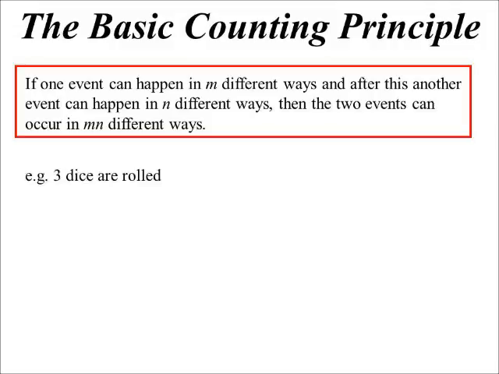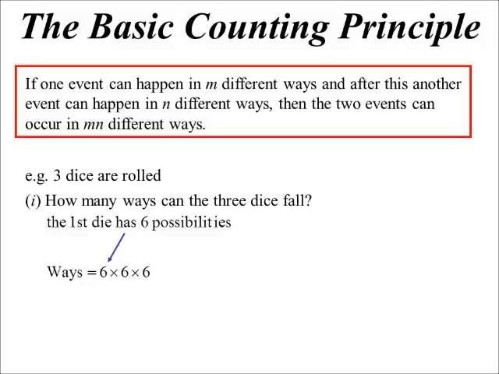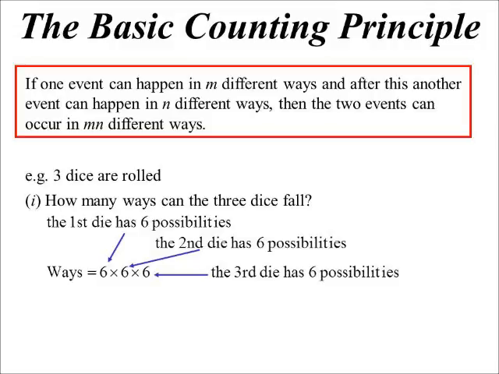So 3 dice are rolled. How many different possibilities have we got? Well, the first dice can roll 6 different ways. The second, 6 different ways. The third, 6 different ways. So all up, there are 216 possible outcomes.